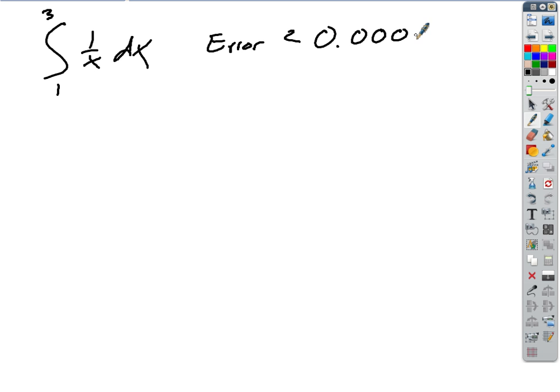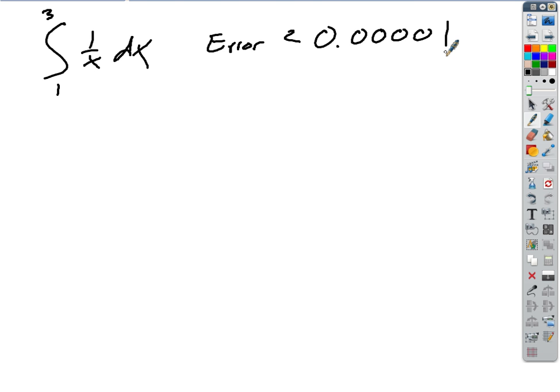We want to approximate the definite integral of 1 over x, dx from 1 to 3. Now here's what we've got to do. We need our error to be less than 0.00001. Okay? That's going to tell us how many trapezoids we have to use at minimum. How is that going to tell us?